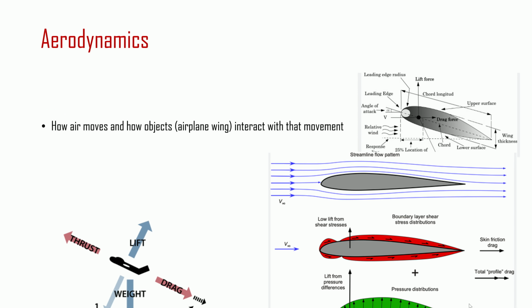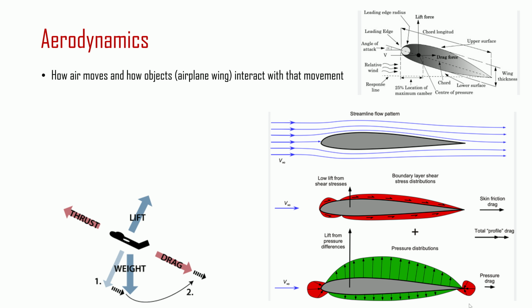Main courses. Aerodynamics. Aerodynamics is the study of how air, or other gases, moves and how objects, such as an airplane wing, interact with that movement. It's a branch of fluid dynamics focused on the forces exerted by air on objects moving through it, and vice versa.